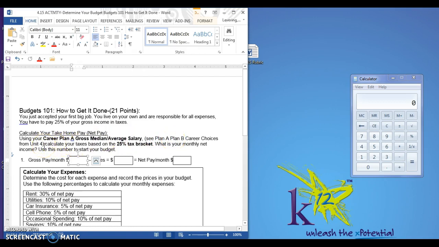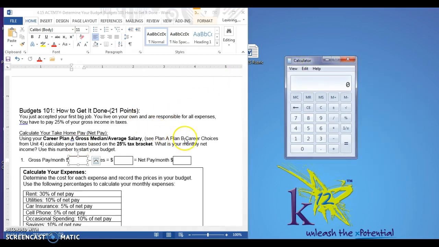You're going to calculate that gross, median, or average salary first into a monthly wage. So I looked at my Career Plan A, Career Plan B choices from Unit 4, and I found out that my Career Plan A yearly salary was $58,030 for a high school teacher.